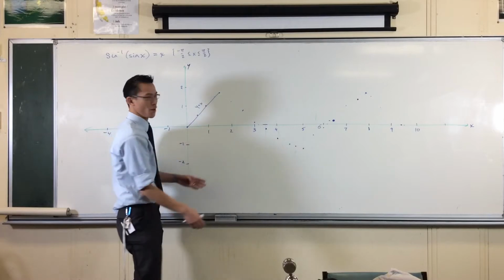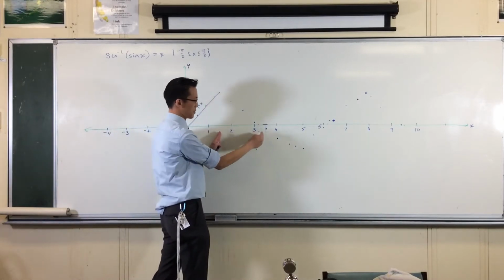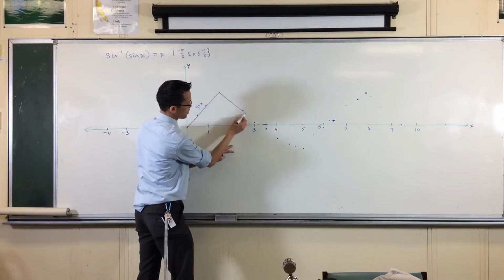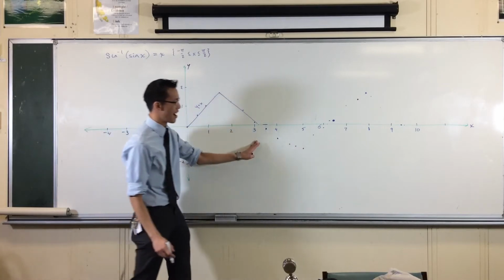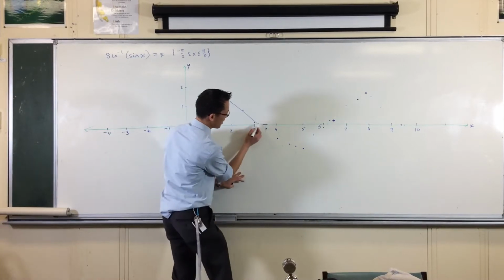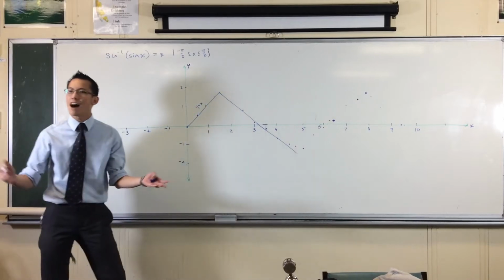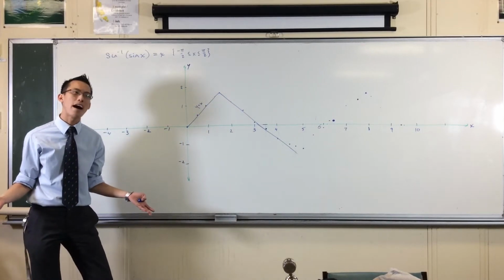Whoever was, I won't make you put your hands up and embarrass yourself, but whoever was going from pi on 2 to pi did a pretty good job. Whoever went from pi to, yeah, you know who you are. Now, how far does it go?